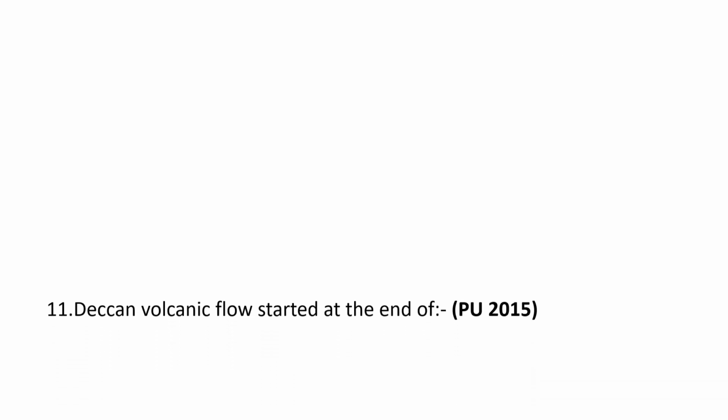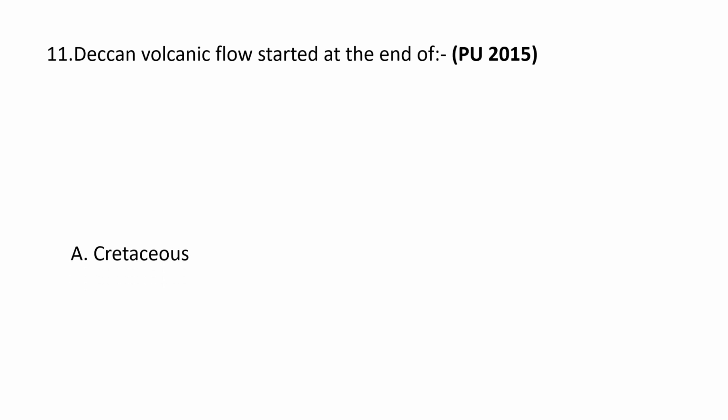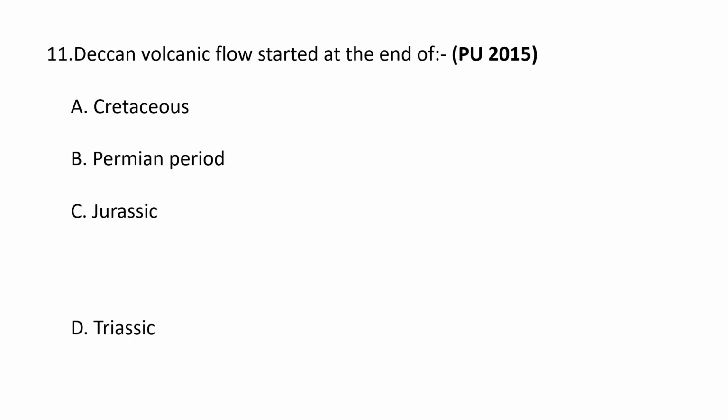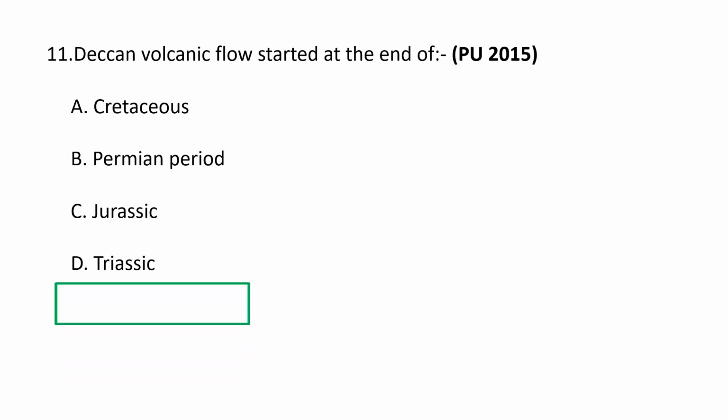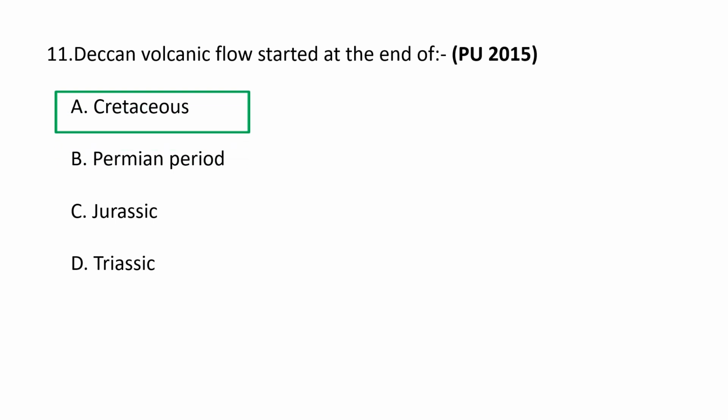Next question. Deccan volcanic flow started at the end of A. Cretaceous, B. Permian period, C. Jurassic, D. Triassic. Deccan volcanic flow, it has started at the end of the Cretaceous. The Deccan volcanic flow or the Deccan traps, they started forming at the end of the Cretaceous period around 65 to 66 million years ago. So A. Cretaceous is the correct option.